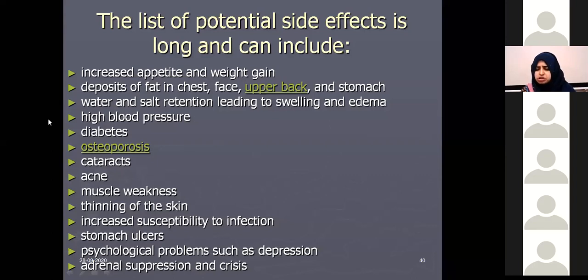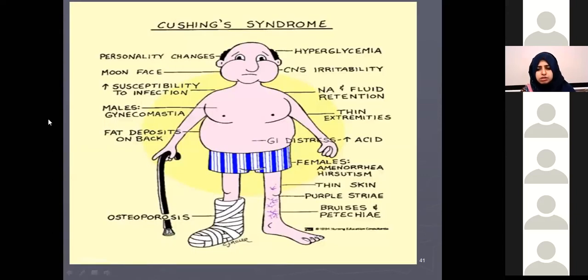The patient is more susceptible to infection. Stomach ulcers can occur because it is going to inhibit prostaglandin. If you recall, we have two types of prostaglandin. It will decrease the normal prostaglandins as well, those not associated with inflammation. As a result, it can cause stomach ulcers. Then it can cause psychological problems such as depression, and adrenal suppression. So it's a picture: you won't just remember the moon face, it is a buffalo hump, it is hyperglycemia, it can cause diabetes, it can cause hypertension because of the mineralocorticoid effect.